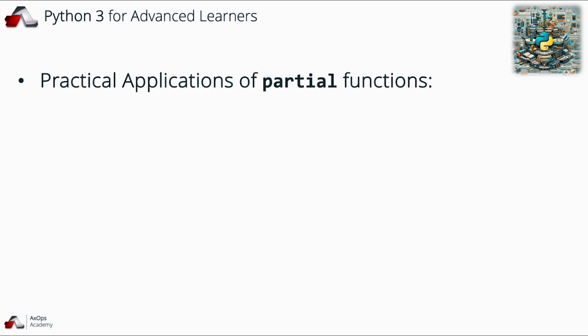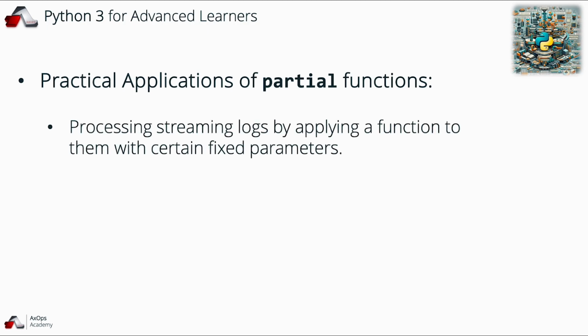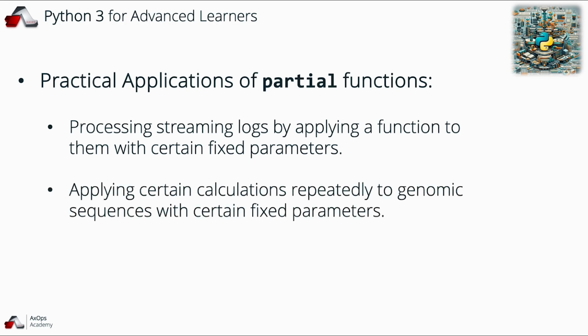Certain practical applications of partial functions include, for instance, streaming log processing, where you could imagine a scenario in which we're processing streaming logs and we consistently need to apply a function to these logs with some fixed parameters. Using partial functions can simplify our code in this case by reducing redundancy. In our genome pattern recognition example that we've been using in previous lectures and hands-ons, there could be certain calculations that need to be repeatedly applied to genomic sequences with some fixed parameters. Here again, partial functions could be employed to streamline the analysis process.